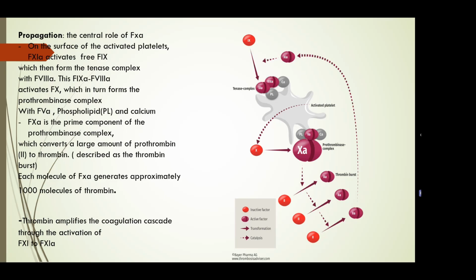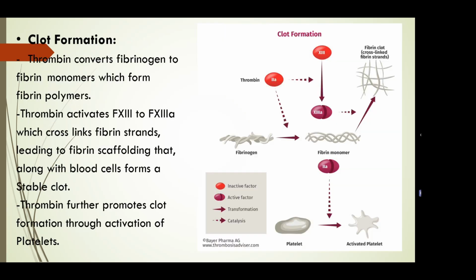So in this propagation phase, there is a generation of large amounts of thrombin that will go back into the coagulation mechanism to cause more thrombus formation. So we also have the clot formation stage of blood coagulation.